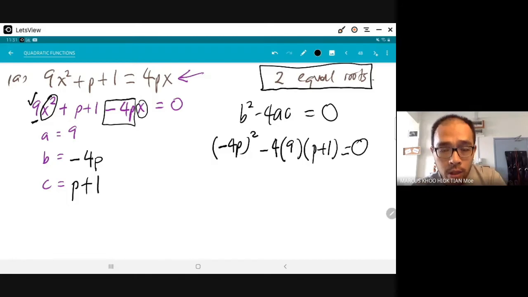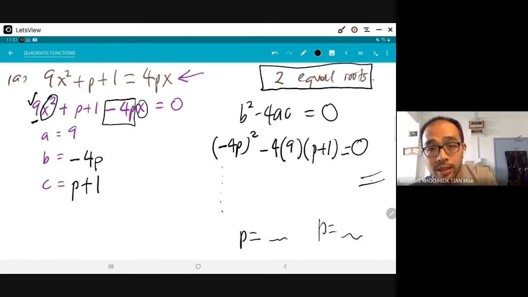Now I'm only going to help you until here, because after this you already know how to do the quadratic equation. Then your final answer will be p equals this, then p equals that. I want to stop here because there are other questions that I really want to cover.